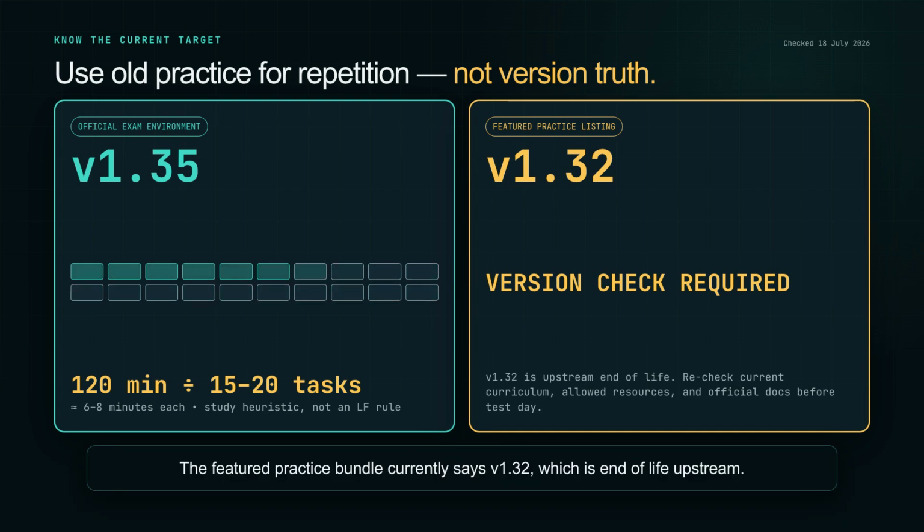The featured practice bundle currently says v1.32, which is end of life upstream. Use it for repetition and workflow. Then verify version sensitive details against the current curriculum and official docs.